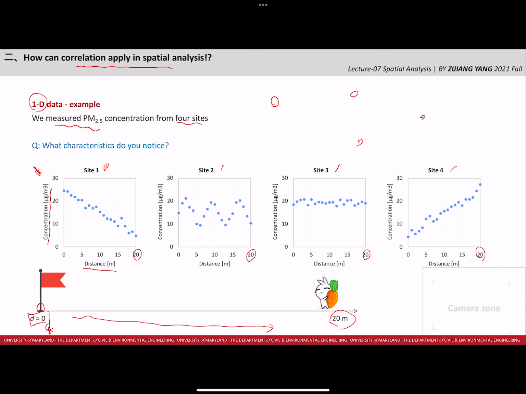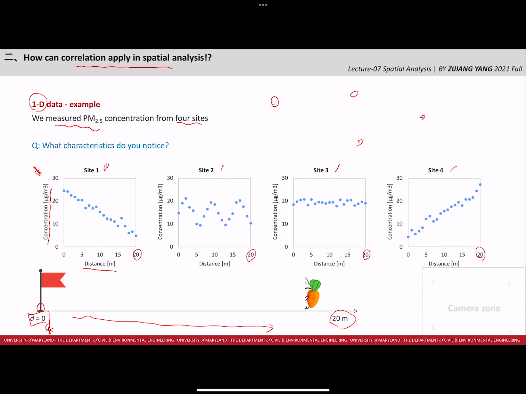Yes? So concentration decreases at site 1 as you move farther away. How about you? For site 4, going inwards, concentration increases. Increases, yes.